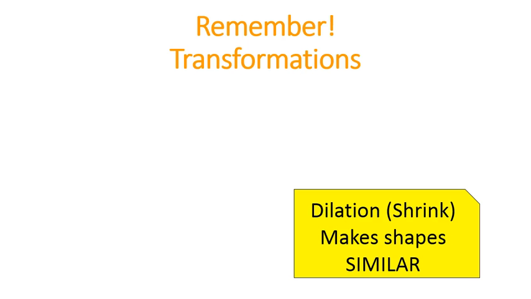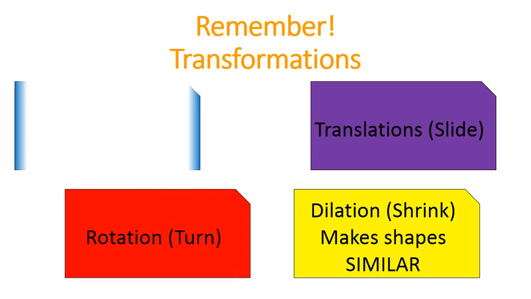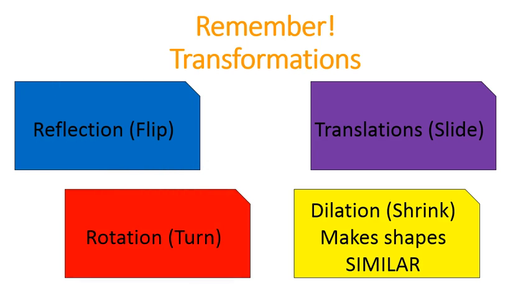So remember, transformations. The dilation is that shrink that's going to change the shape's size. It makes the shape similar, not congruent. And that's different from our translation, rotation, and reflection that we've talked about before.